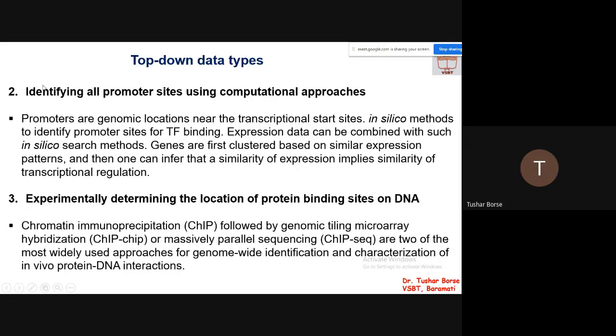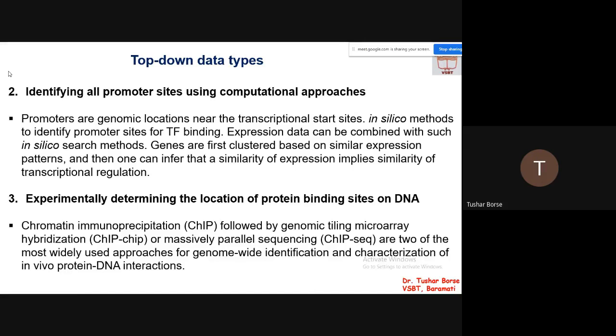So the first one, as I told you, is experimentally determining the expression state of a genome. The second could be identifying all the promoter sites using computational approaches. Meaning what you can do, you have the complete genomic data, you have the complete transcriptomic data. Okay, now you have this data which is available. So what you can do, you can go for some computational methods.